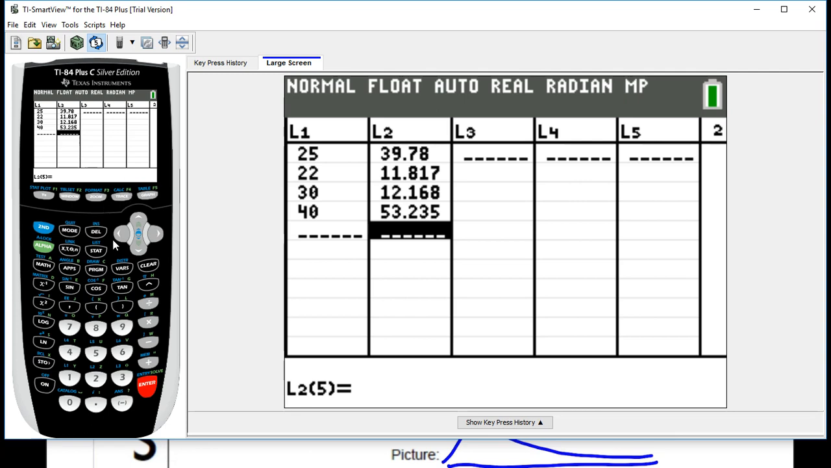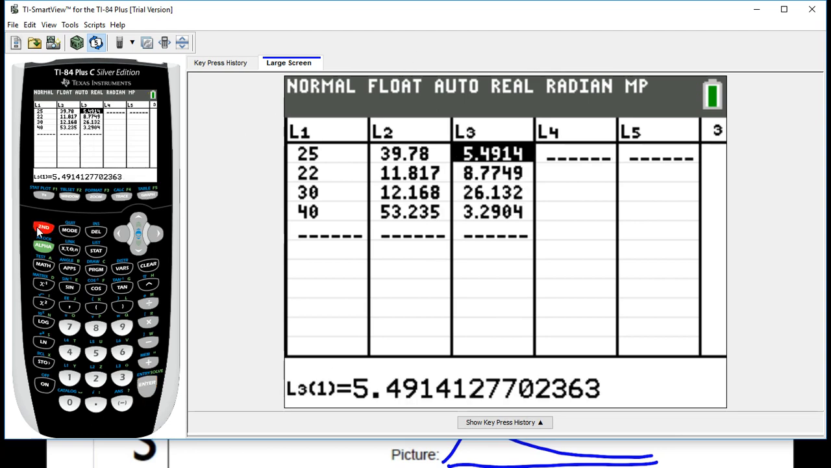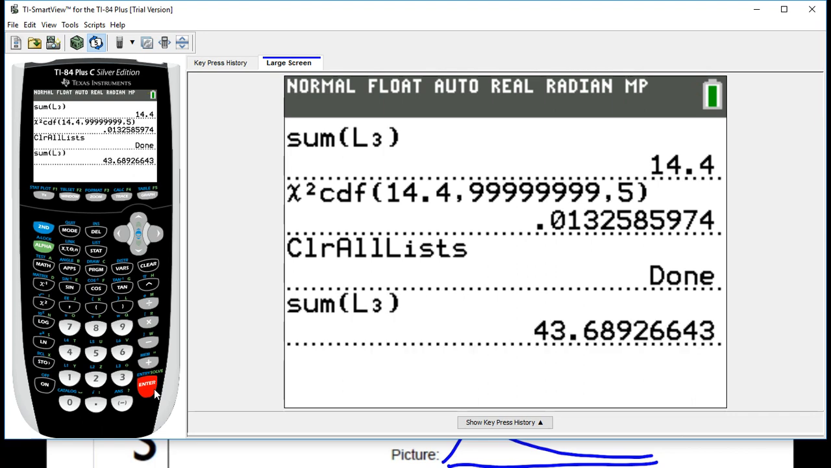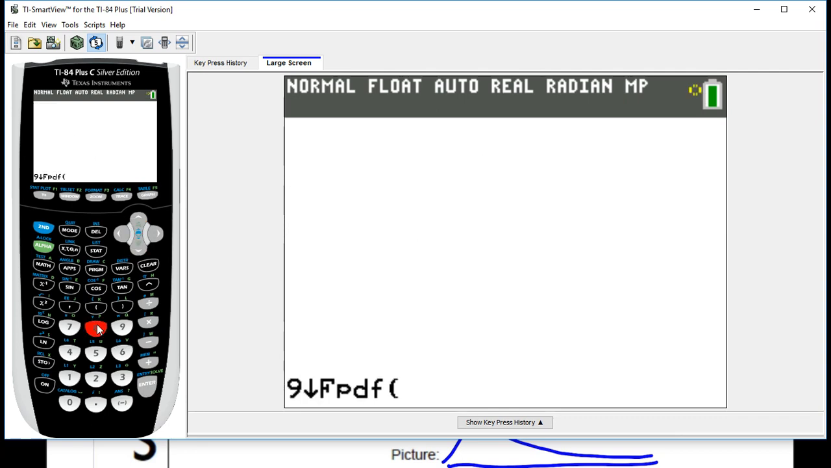And then remember, in our L3, we can go over here. We can do parentheses, observed in L1, minus predicted in L2, squared over predicted. And we get all those. We go to the home screen. We hit second stat math 5, sum L3 up. We get our chi-squared value, and we do second vars chi-square CDF. It was number 8, actually. I don't need to go backwards.